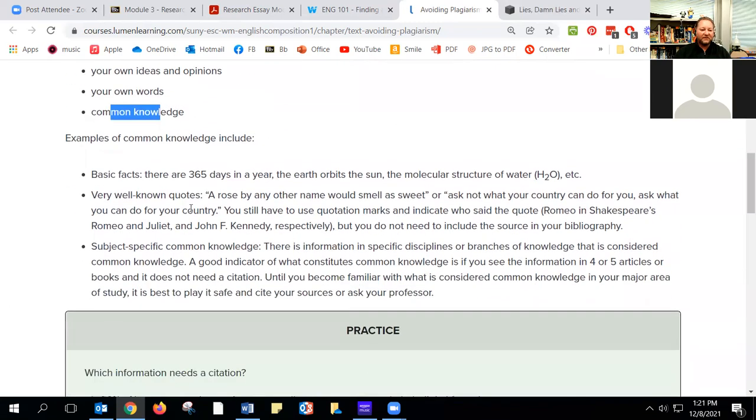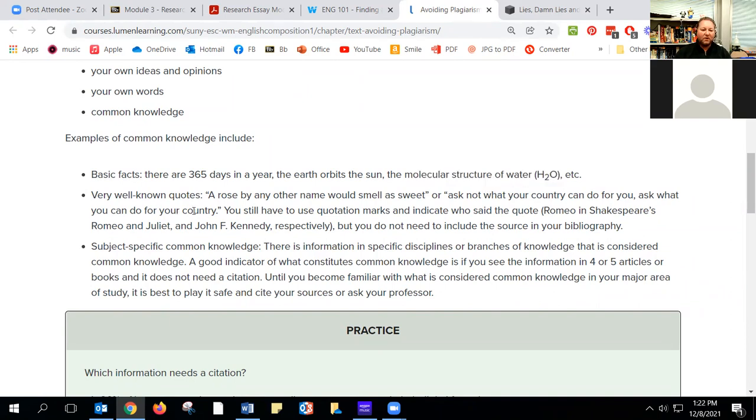And so these are some really basic ones, right? There are 365 days in a year. The earth orbits the sun, right? H2O is the molecular structure of water, right? You don't have to cite your chemistry textbook if you're talking about this, right? That's just basic common knowledge, right?